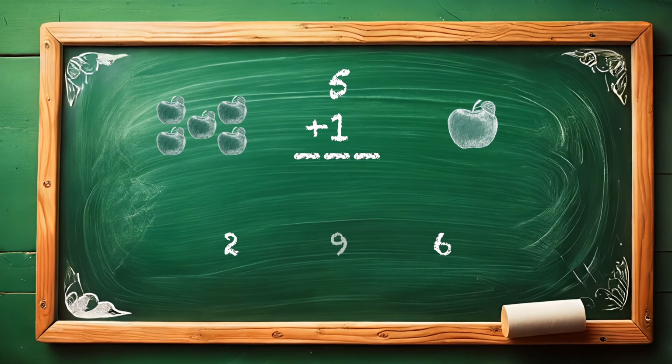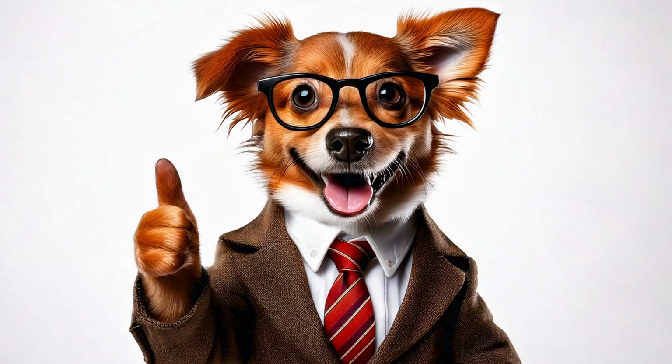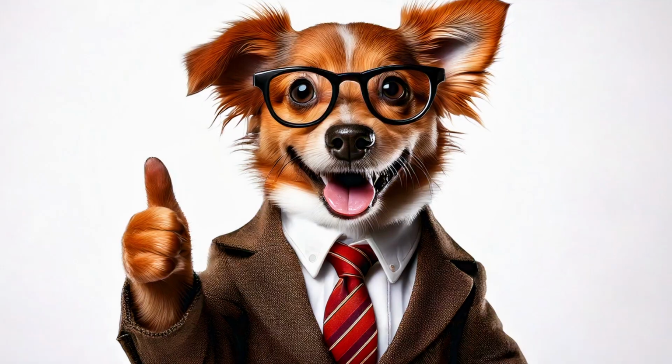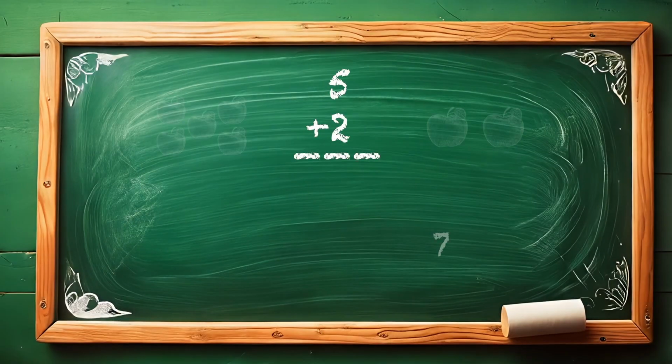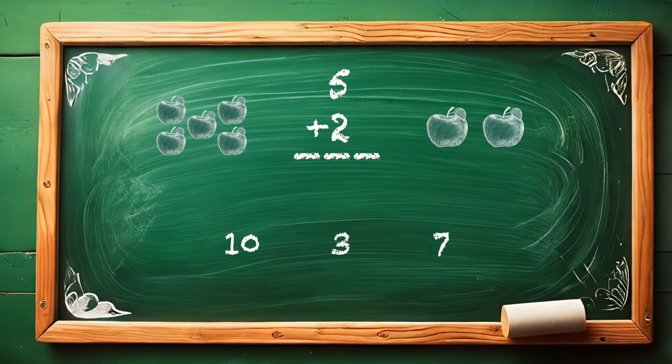If you have 5 apples plus 1 apple, do you have 2 apples, 9 apples, or 6 apples in total? 5 plus 1 equals 6. If you have 5 apples plus 2 apples, do you have 10 apples, 3 apples, or 7 apples in total? 5 plus 2 equals 7.